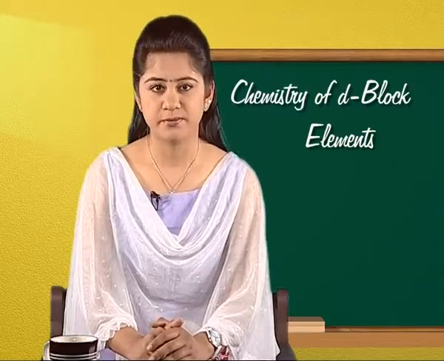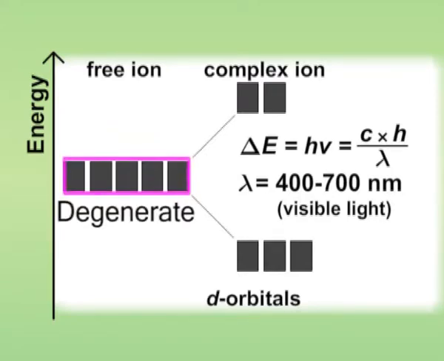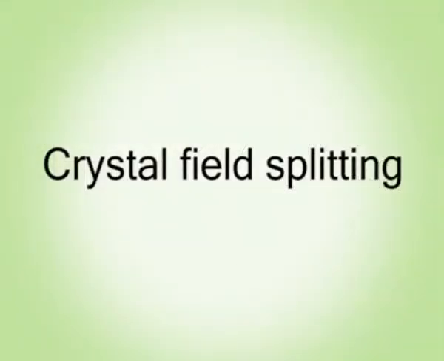What really happens? Have a look at the energy level diagram of d orbitals on the screen. Five d orbitals are depicted in a free ion. These are degenerate orbitals. When the anion or ligand approaches the transition metal atom or ion, splitting of d orbital into two sets of energy levels takes place. Out of the 5 d orbitals, 2 are at high energy level, whereas 3 are at low energy level. This is called crystal field splitting.